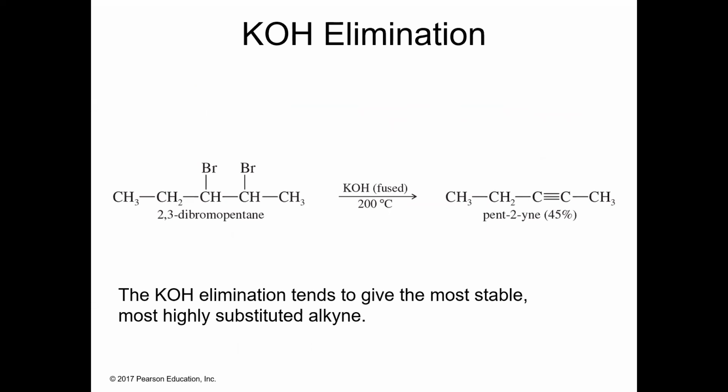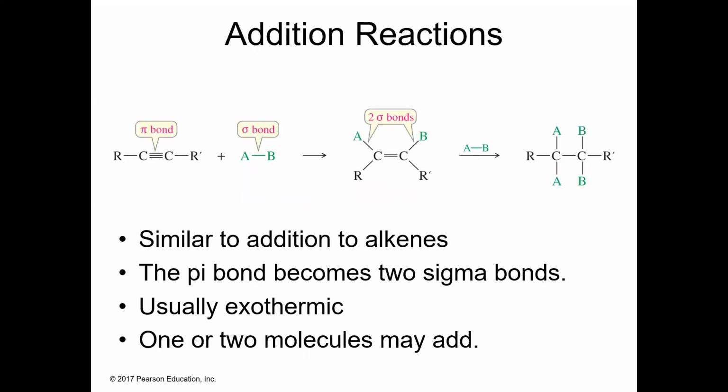Okay, so here we have 2,3-dibromopentane, which is a vicinal dihalide, using fused KOH at 200 degrees. Okay, we have a double dehydrohalogenation, and this gives us the more stable internal, more highly substituted alkyne, which is pent-2-yne.